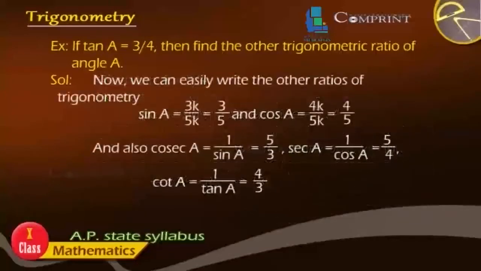Example: if tan A is equal to 3 by 4, then find the other trigonometric ratios of angle A. Solution: now we can easily write the other ratios of trigonometry. Sin A is equal to 3K by 5K is equal to 3 by 5, and cos A is equal to 4K by 5K is equal to 4 by 5. Also cosecant A is equal to 1 by sin A is equal to 5 by 3. Secant A is equal to 1 by cos A is equal to 5 by 4. Cot A is equal to 1 by tan A is equal to 4 by 3.